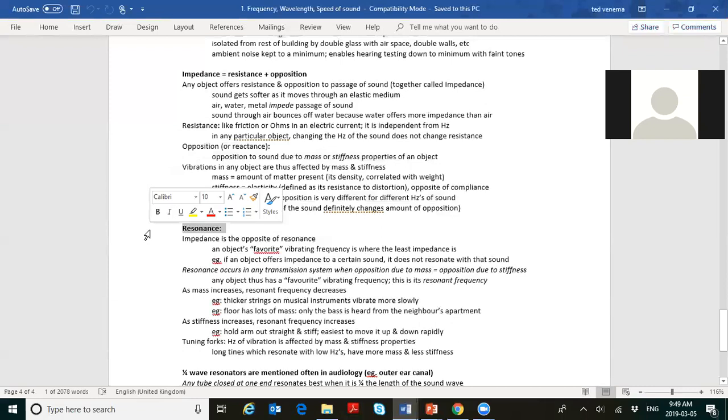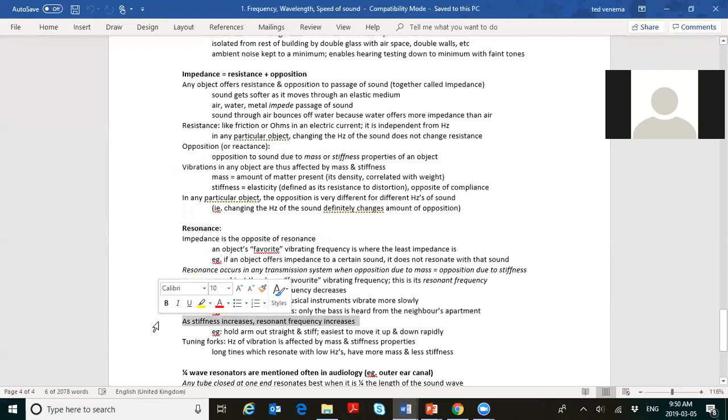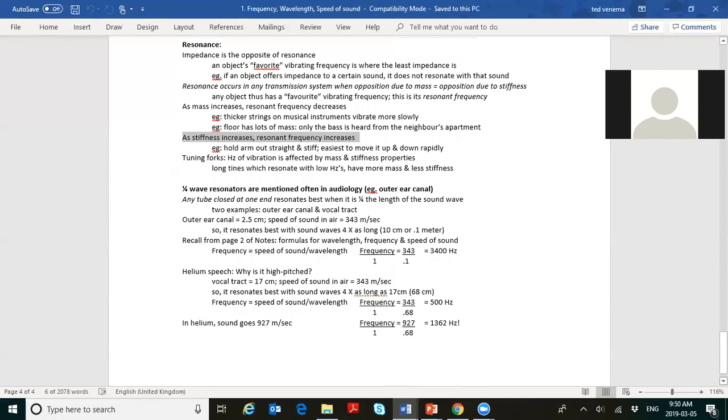You've hit its resonance. So as mass increases, resonant frequency goes down. As stiffness increases, resonant frequency goes up. Okay? And the last thing you need to know is the quarter wave resonator. But before we do that, I'll stop sharing for just a second here, and I'll pull out my little bag of tuning forks and just show you. Okay? Big tuning fork, little tuning fork.